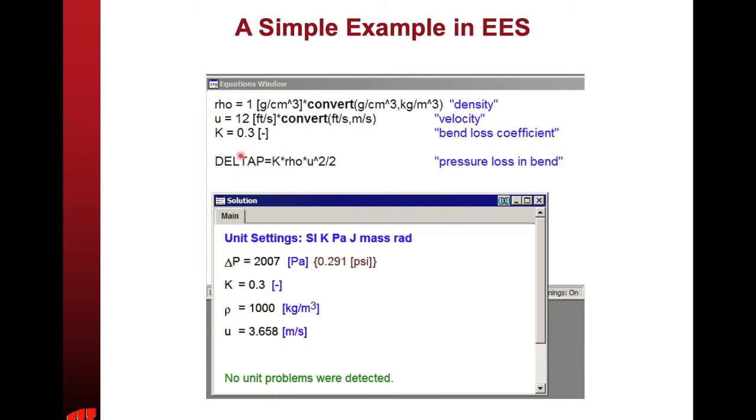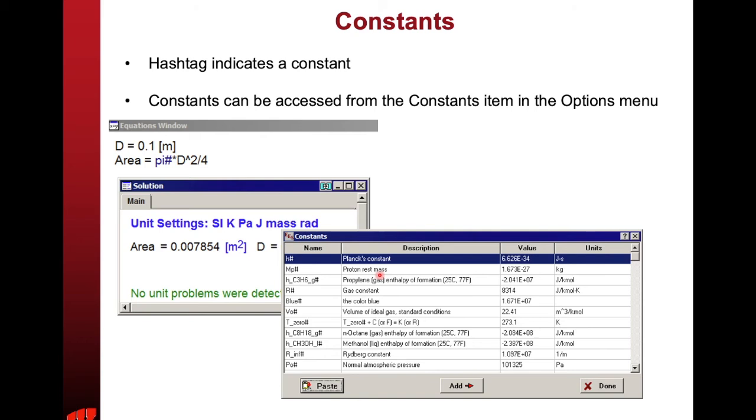And then I'll get some delta P, and delta P will wind up looking like this. It turns out to be 2007. And so I could right-click on this and then also display it back in the original PSI, which is what a lot of HVAC engineers and plumbing engineers want. So that's an example of how you do that, and we'll do that in a video too.